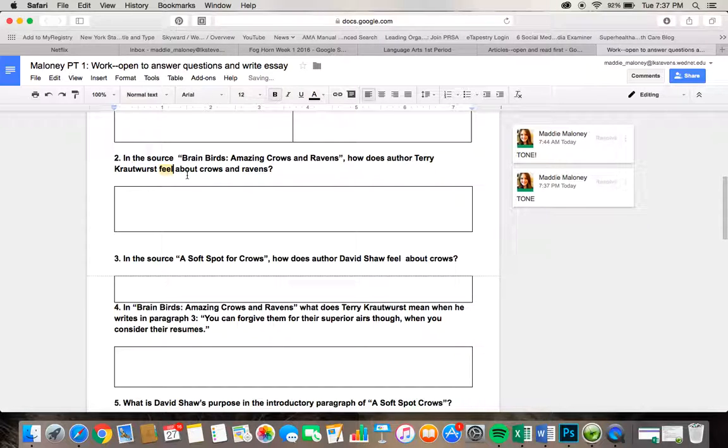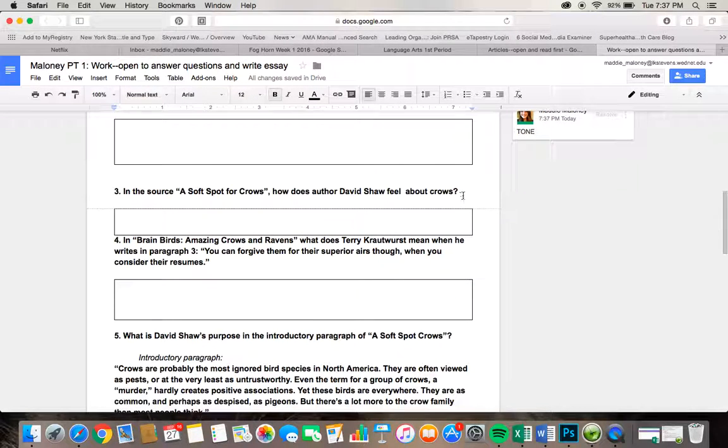So we talked a bit about tone and mood, and I want you to remember that tone is how the author feels. So how does Terry Krautwurst feel about crows and ravens? What is his tone towards crows and ravens? Same exact thing. So this is not how you feel. We don't care how you feel right now. It's about how the authors feel. Okay, same thing for question 3. It's just simply asking you now about David Shaw. How does he feel, aka what is his tone about crows?